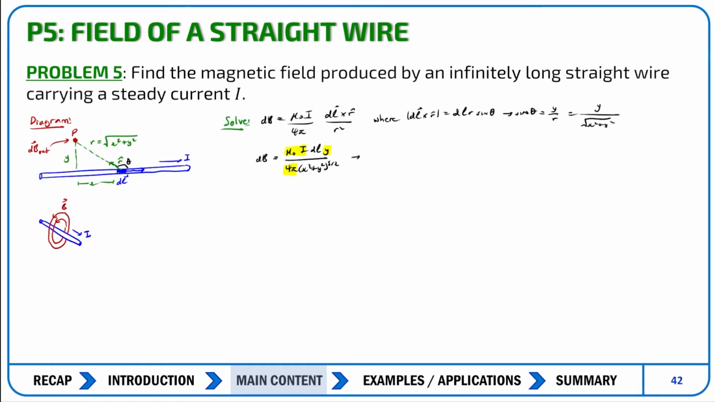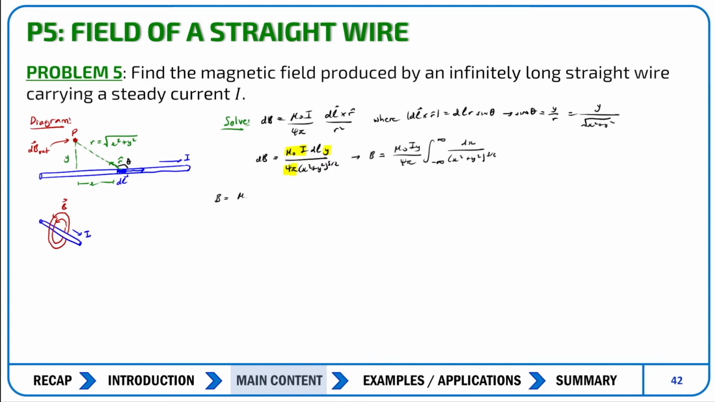From here, we have B is equal to mu naught I y over 4 pi times the integral from negative infinity, because it's an infinite wire, of dx over (x squared plus y squared) to the power of 3 over 2. Why did I use dx? I could have used dl, but dl lies on the x-axis, so dl is equal to dx, and y is a constant.